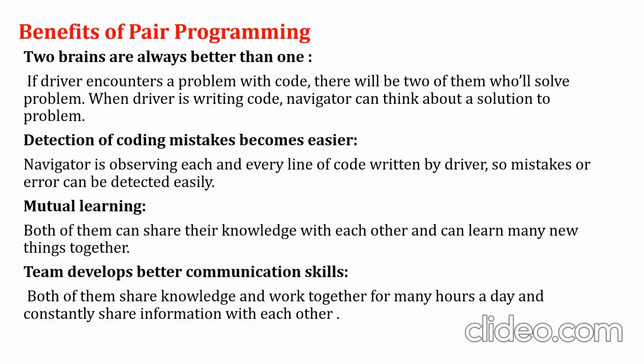The second one is easier detection of coding mistakes. Since the navigator observes the code continuously, errors and mistakes can often be identified immediately. The third one is mutual learning. Both programmers can share their knowledge and learn new techniques from each other. This is especially useful when the team members have different areas of expertise.